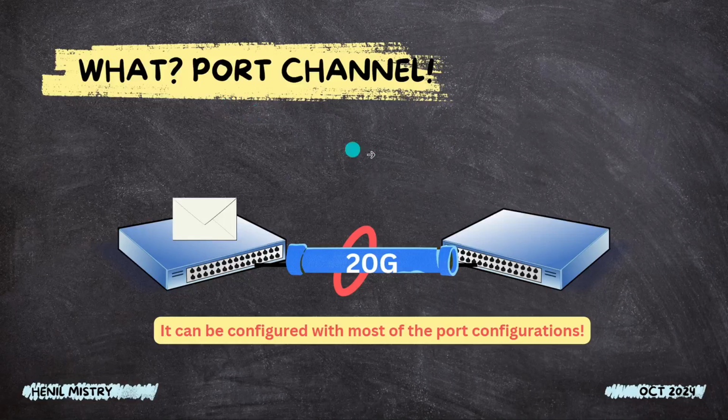And when the port channel is configured, it can be configured with most of the port configuration. Let's say on a normal Ethernet interface, you can configure STP, you can configure VLAN, you can configure layer 3 IP addresses and all that stuff. You can apply most of the settings, not all of them, on a port channel.